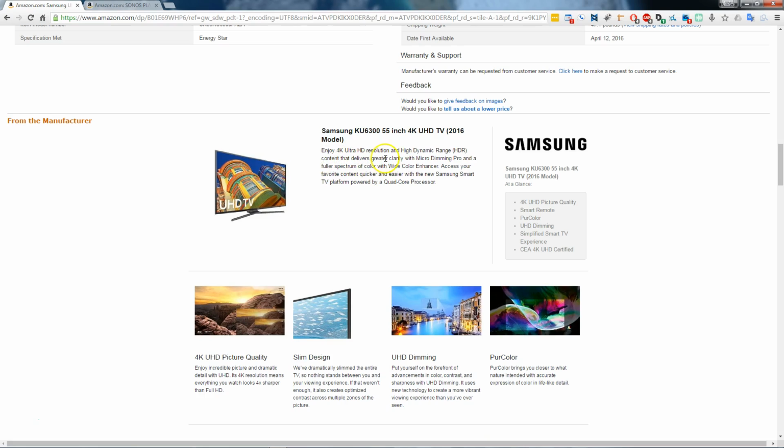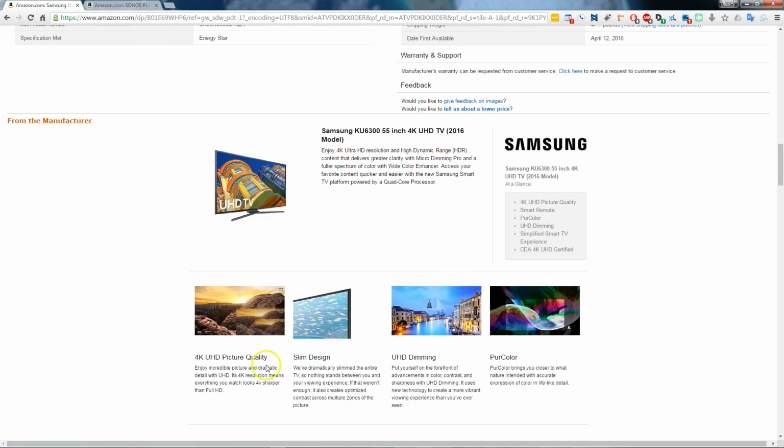Content that delivers greater clarity with micro-dimming pro. Again, a feature. Copywriting is about emotion and desire. Full spectrum of color with wide color enhancer. Again, nothing, a meaningless feature. Access your favorite content quicker and easier. Now we're getting somewhere. But this needs to be woven throughout this entire introductory sentence, or paragraph, pardon me. With the new Samsung Smart blah blah blah, yep, feature, feature, feature. This is why example A is not that well written.